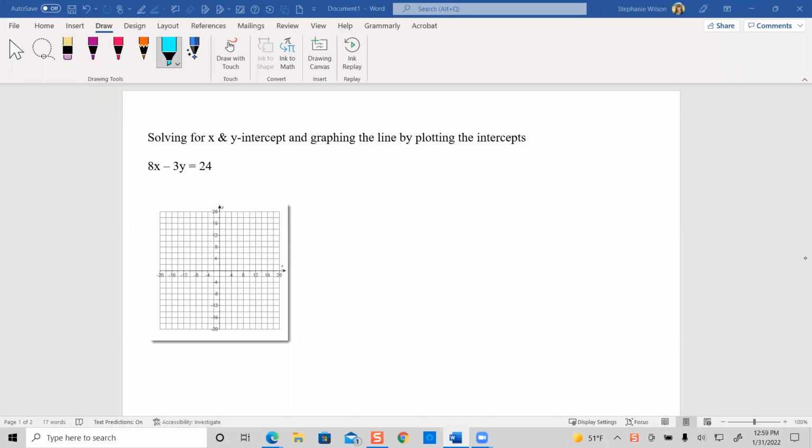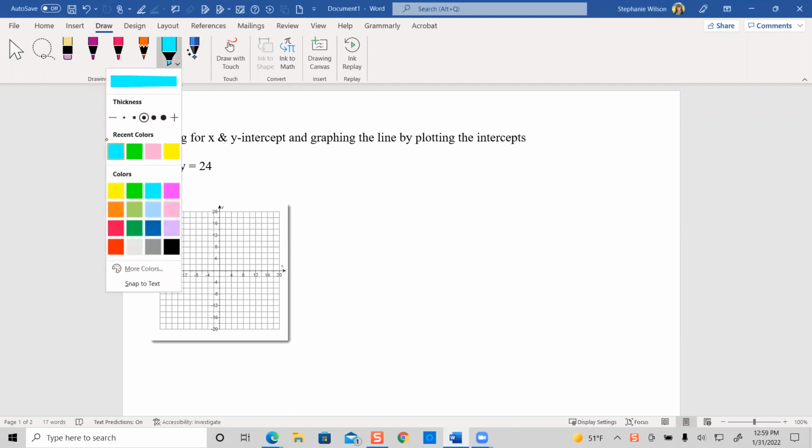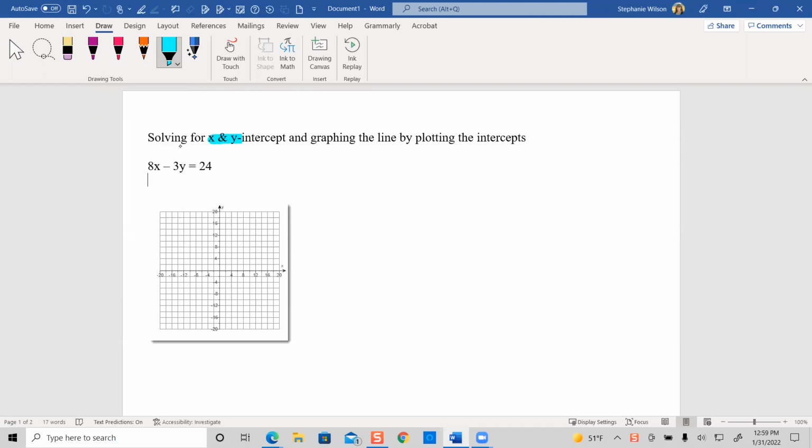Solving X and Y intercepts, and then we're going to graph those points. So the first thing we need to do is recognize what is an X-intercept and a Y-intercept. Whenever we talk about the X-intercept, that means we are crossing the X-axis somewhere on it. And right here is the X-axis. Well, anytime we cross it, we always know that Y is going to be 0 anywhere on that point.